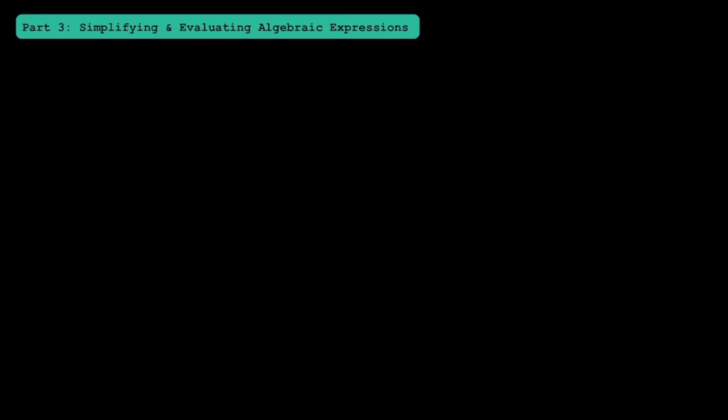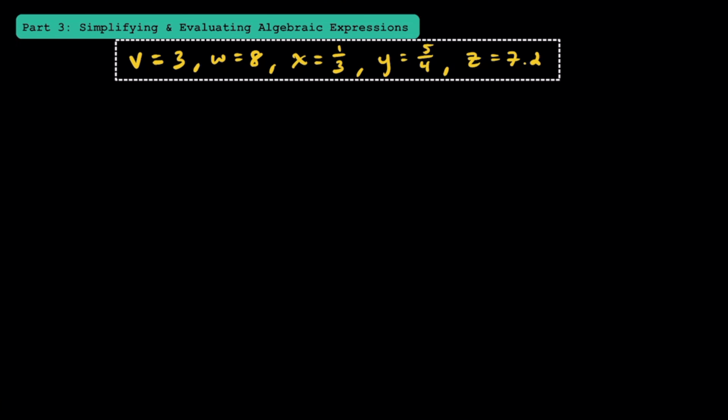In part 3, we're going to practice simplifying and evaluating algebraic expressions. In each of the next few problems, v will equal 3, w will equal 8, x will equal 1/3, y will equal 5/4, and z will equal 7.2. Here's number 11. We have 5v plus 3 plus 6x plus v plus 9x.